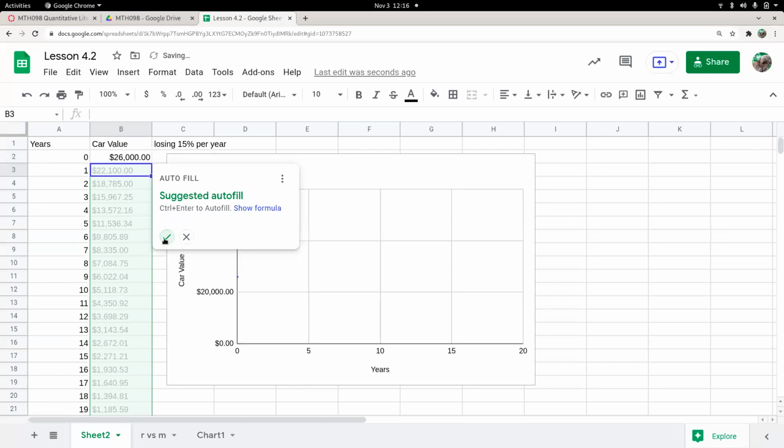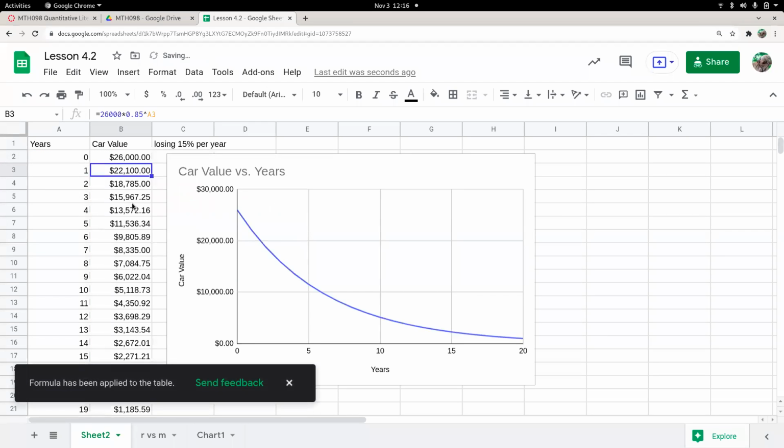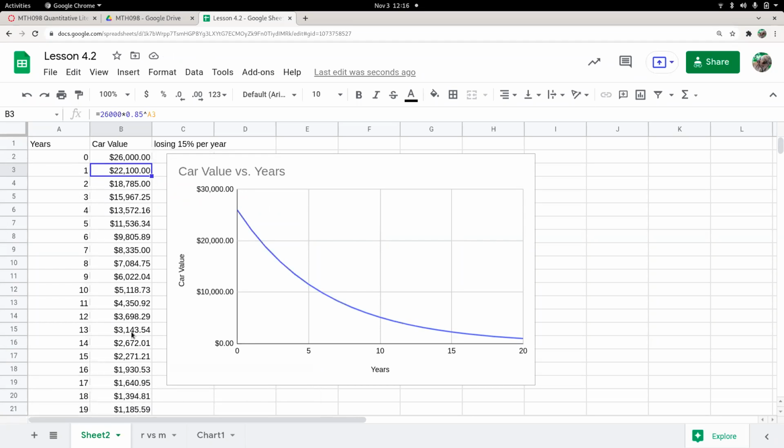And then I can fill down. And it's going to give me the same exact values I had before, just a slightly different way to enter that calculation in there. And we're going to use this process to analyze some other problems later. Spreadsheet can be pretty helpful in doing so.